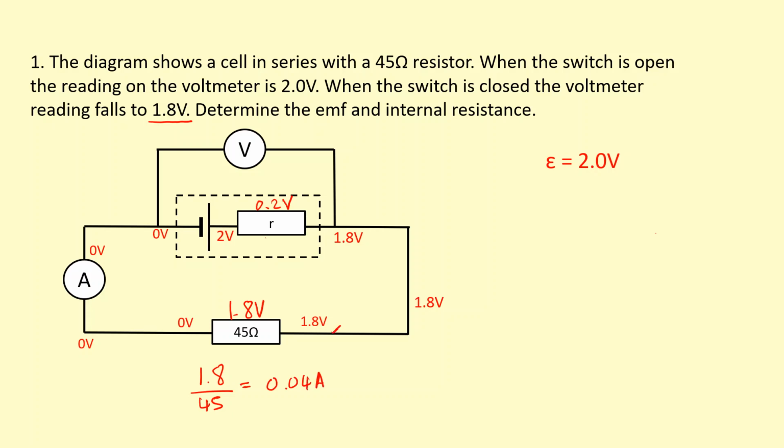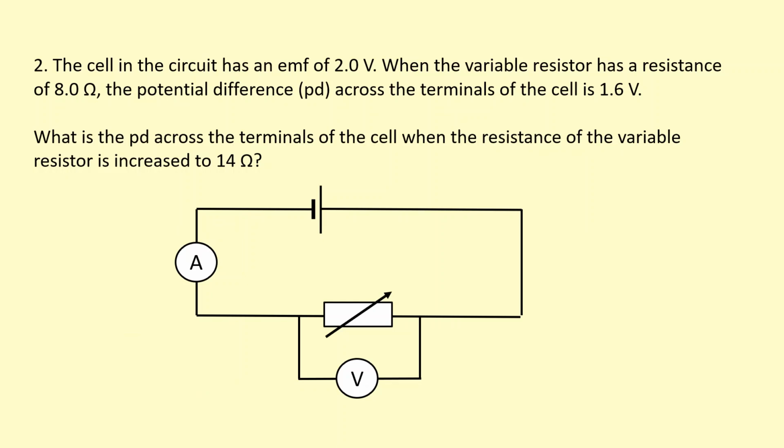That's flowing around, and of course that current is flowing through the internal resistor as well. So the current through the internal resistor is 0.04 amps. Now that I know the voltage across the internal resistor, or the lost PD, and I also know the current, I can work out the internal resistance. So 0.2 volts divided by 0.04 amps will give me the internal resistance, which is 5 ohms. The cell in the circuit has an EMF of 2.0 volts.